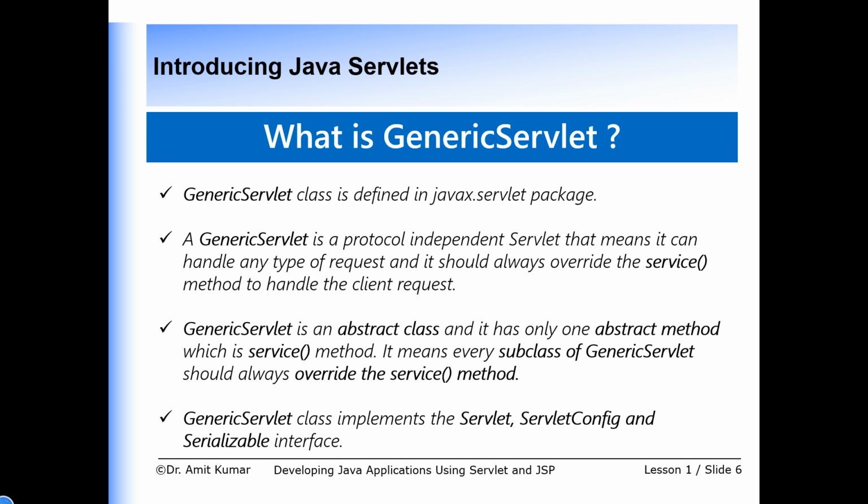We have many classes and many interfaces in the servlet API, and we will learn them one by one. So this is all about the GenericServlet class. The GenericServlet class is mainly used to handle the generic type of request, and it has one abstract method that needs to be defined by the subclass of GenericServlet. And one important thing is that it implements the Servlet and ServletConfig interfaces.